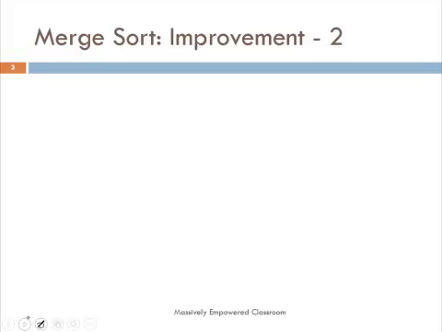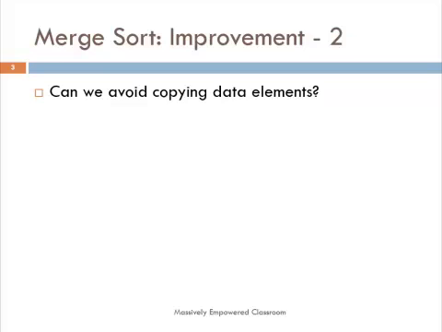The second improvement that we look at is more involved. We need to understand it clearly. The question that the second improvement raises is, why do we copy so much data in merge sort? As we saw, 2 times n log n is the number of data element copies that are done in the merge sort algorithm that we have learned till now. Can we avoid that in some way, right?